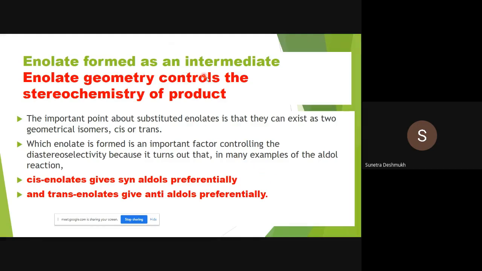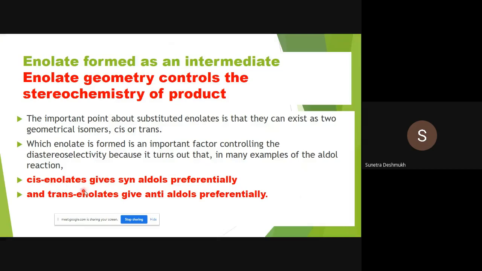So enolate forms as an intermediate. We know that enolate geometry controls the stereochemistry of the product, whether the enolate is E or Z. That geometry controls the stereochemistry of the product. The important point about substituted enolates is that they can exist as two geometrical isomers, cis or trans. We'll see on the next slide how to write the cis enolate and how to write the trans enolate. Which enolate forms is an important factor controlling the diastereoselectivity, because it turns out that in many examples of the aldol reaction, the geometry of the enolate matters.